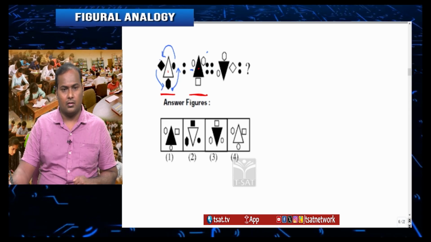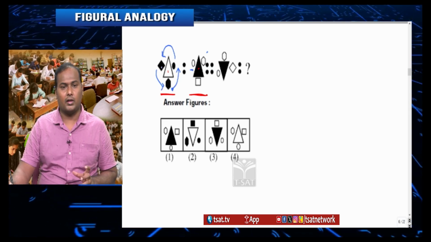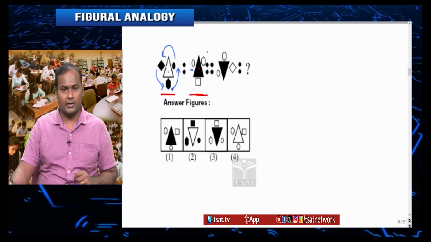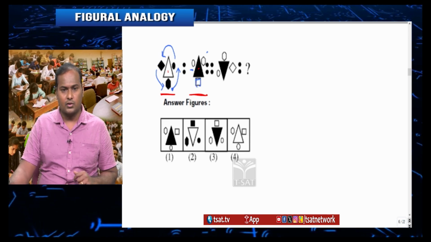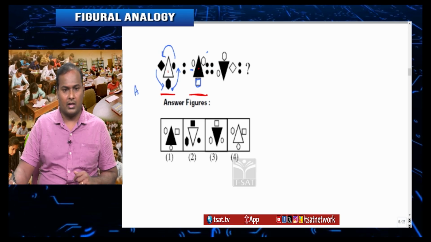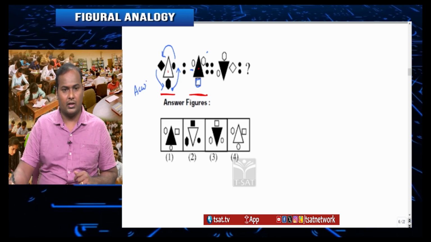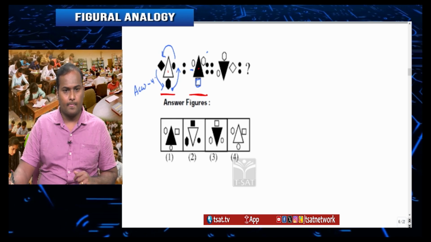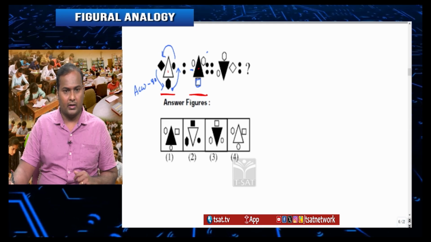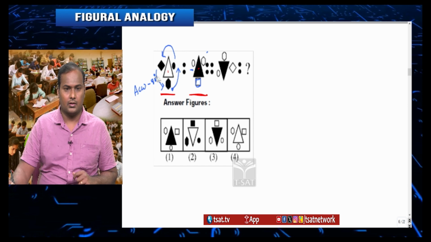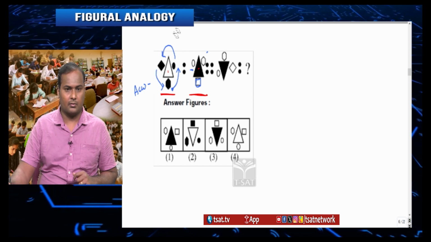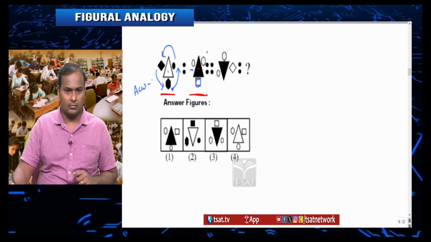anti-clockwise direction, but with rotation. See, here it looks like a rhombus, but the moment it comes to the bottom here, it looks like a square. So, what is happening? It is also moving plus anti-clockwise rotation by 45 degrees.